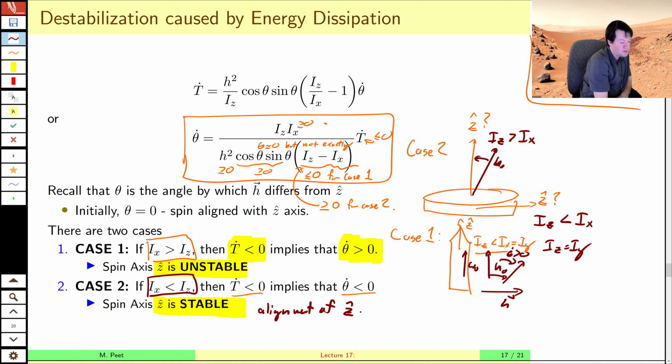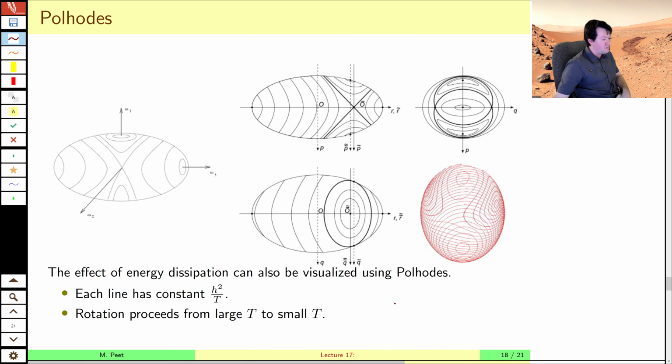So when we talk about stability, we're talking about alignment of the body-fixed z-axis and the angular momentum vector. And this is valid anywhere between 0 and 90 degrees, though not exactly at 0. We can also use our Poinsot again if we like to illustrate these effects. And here this applies to the intermediate axis again.